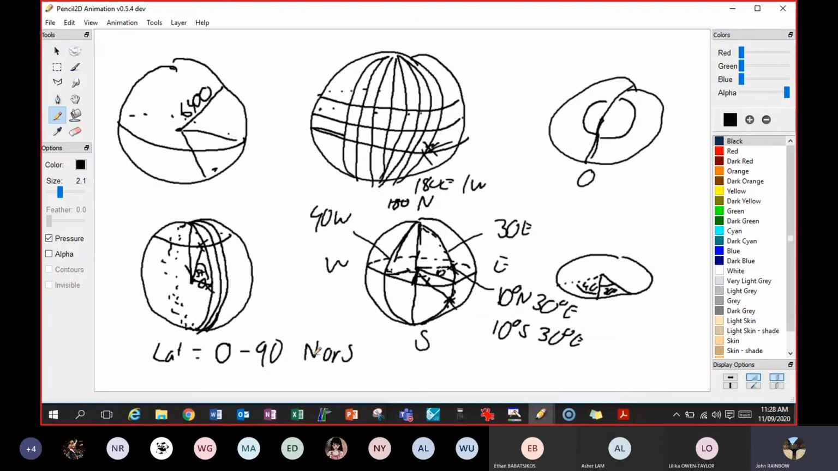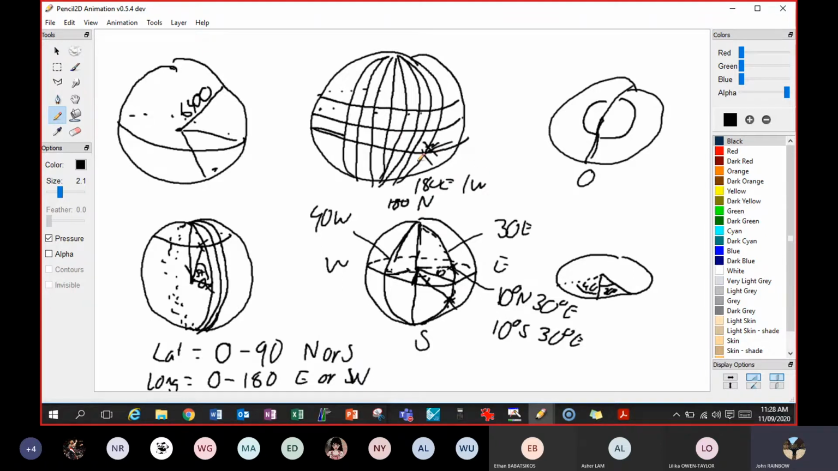So the latitudinal, 0 to 90, north or south, and longitudinal lines, I'm just writing really shorthand, give you from 0 to 180, you can't go any more than that, east or west. And that's how we can get to any position on the globe.